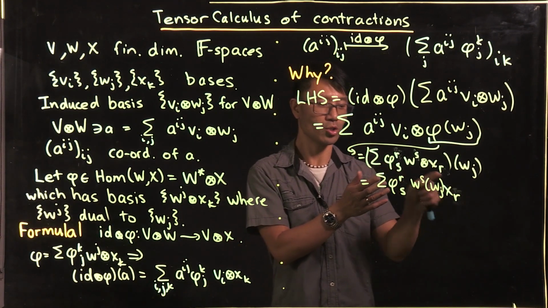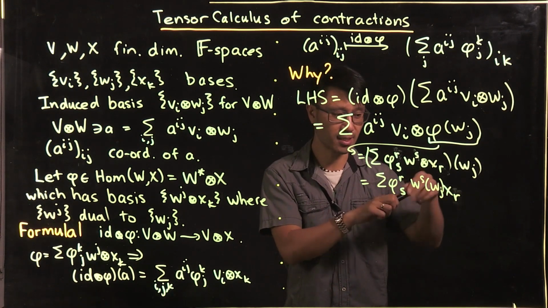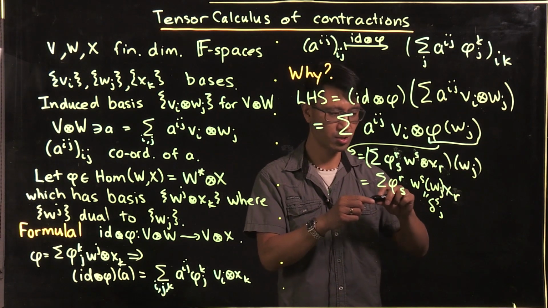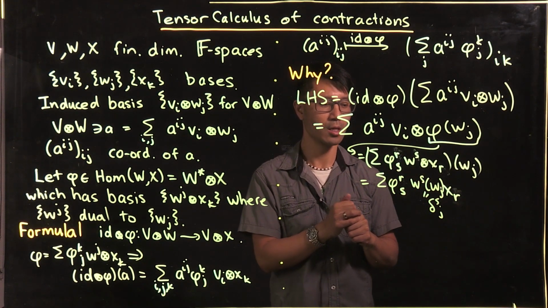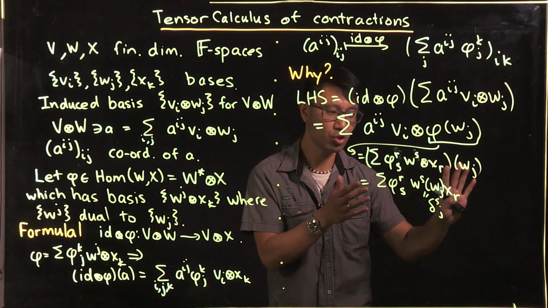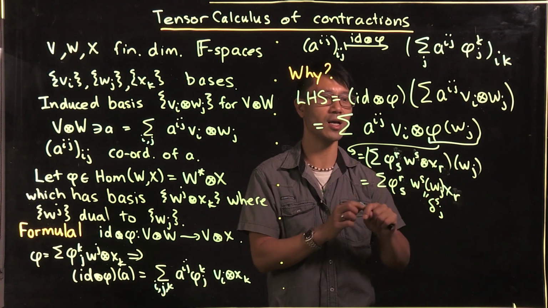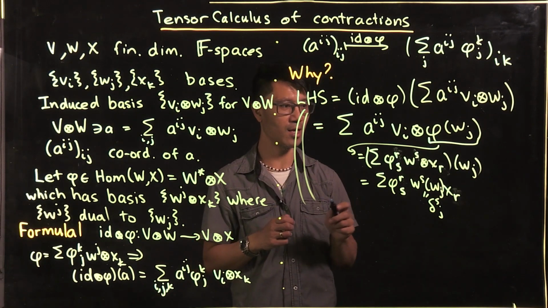So this is what you see here. And what is this value here? Remember, these are dual bases, so this is just delta_sj. It's going to be 0 most of the time except when s equals j. So when s doesn't equal j, this term drops out. The only values you need to look at are when s equals j, so you replace s with j. And that gives you the final answer for what this left-hand side is equal to.